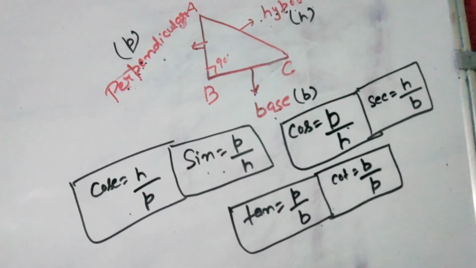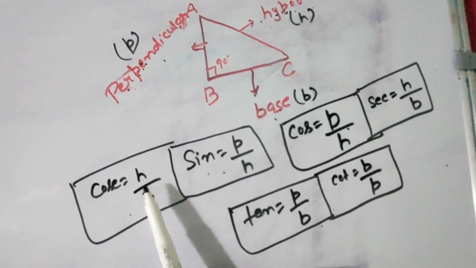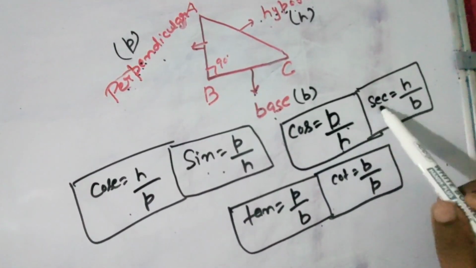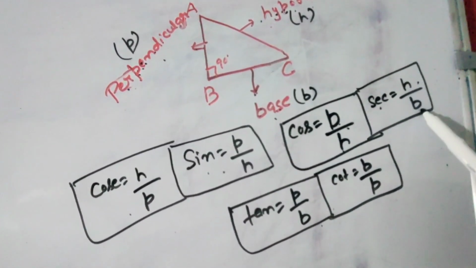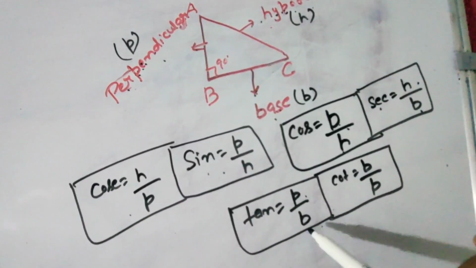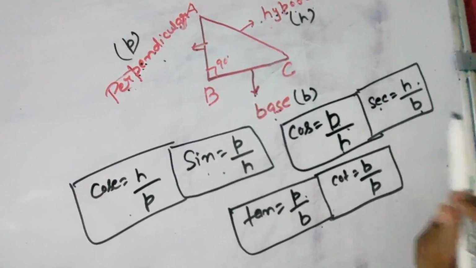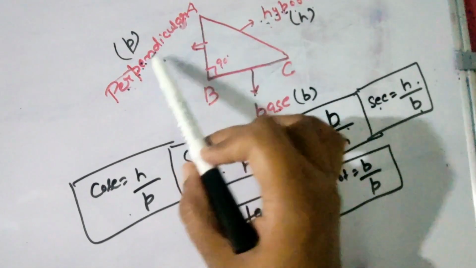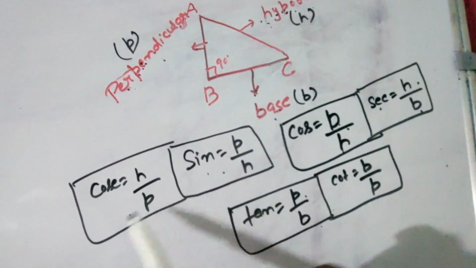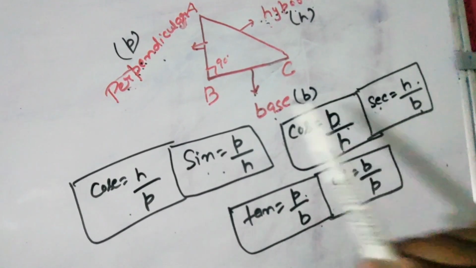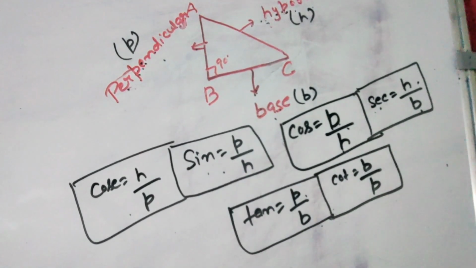Okay, these three formulas: sin is perpendicular by hypotenuse, cosec is hypotenuse by perpendicular, cos is base by hypotenuse, sec is just the reverse, hypotenuse by base, and tan is perpendicular by base, and cot is just the reverse, base by perpendicular. Means the first two relate perpendicular and hypotenuse to sin and cosec, cos and sec relate hypotenuse and base, and tan and cot relate perpendicular and base.